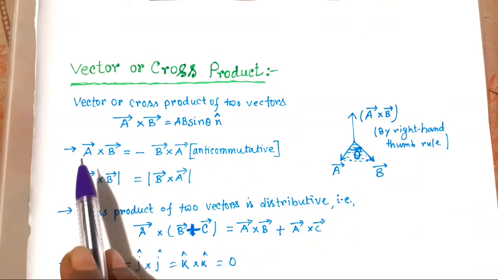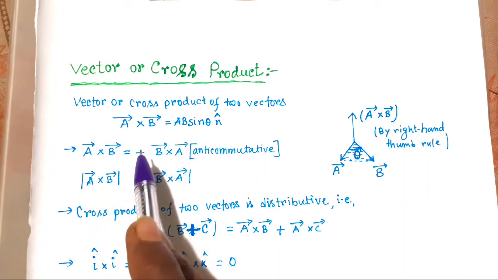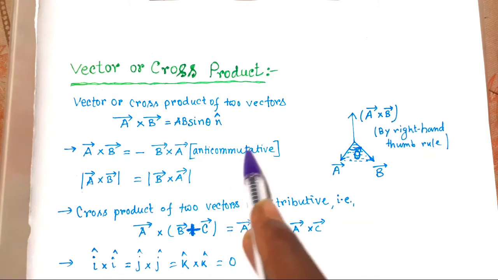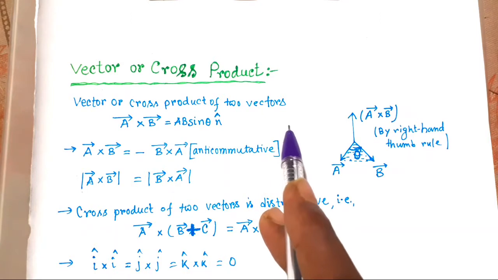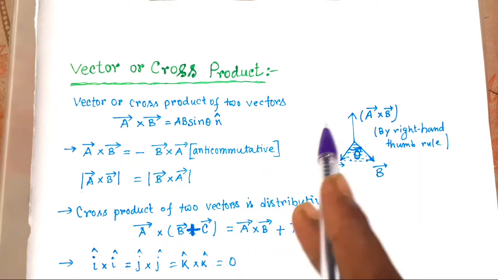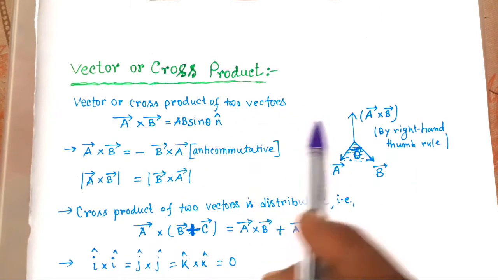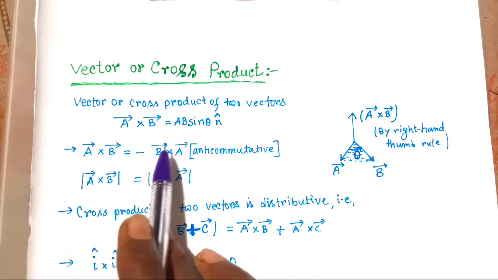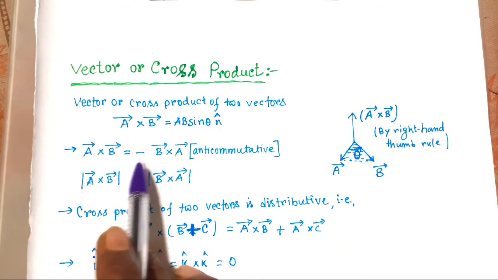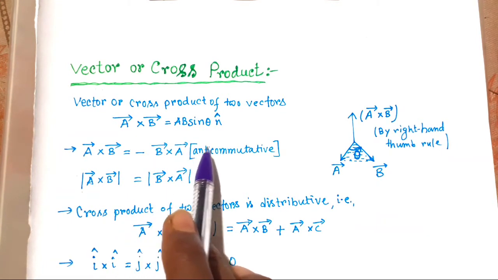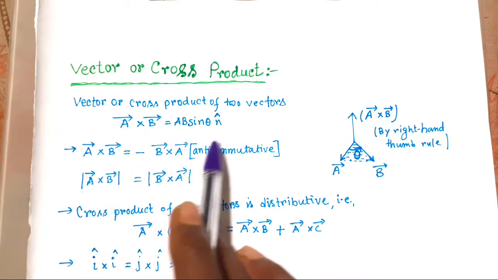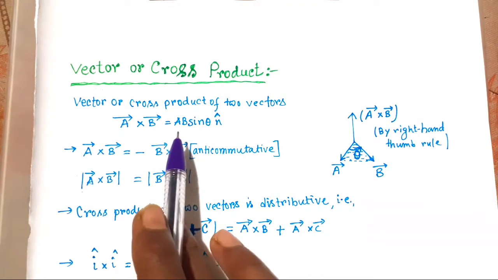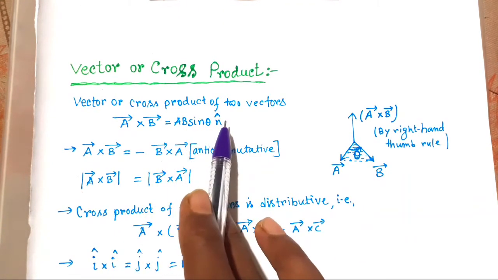Now a vector cross b vector equals minus b vector cross a vector, because it is anti-commutative. But in the case of dot product, we saw that it is commutative. Why is it anti-commutative here? Because a cross b means from a to b direction, and b cross a means from b to a. So the direction has changed, so this is minus, because we always mention direction in cross product or vector product.